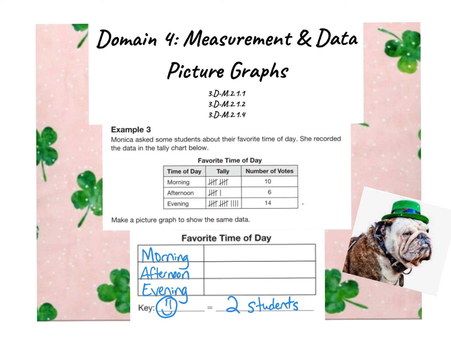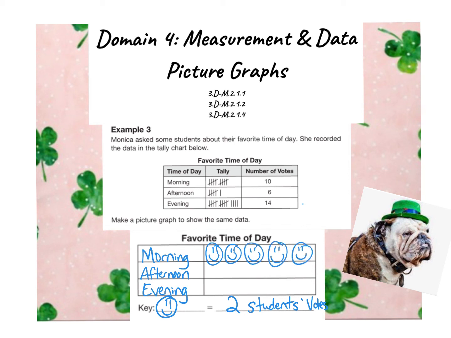So in the morning, I know there were 10 votes. We can even title it 2 students' votes. So instead of writing 10 smiley faces, I would do 5 of them, because let's count by 2s. 2, 4, 6, 8, and 10.